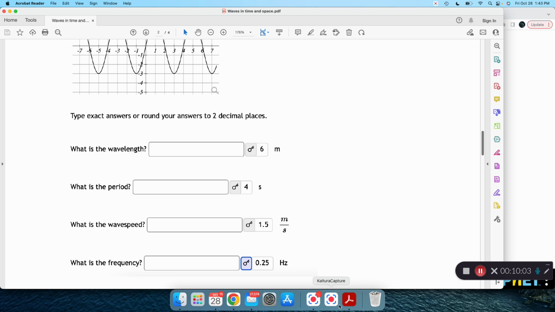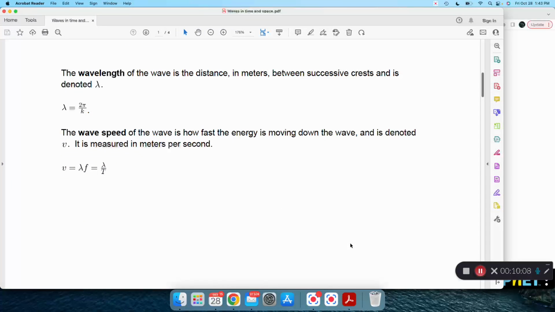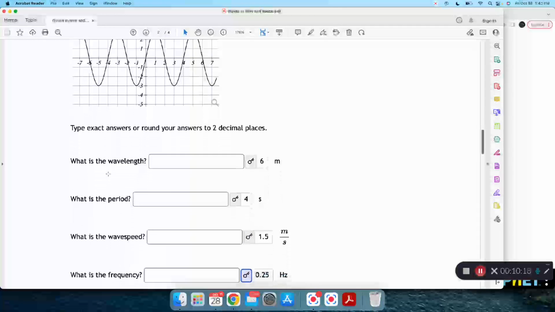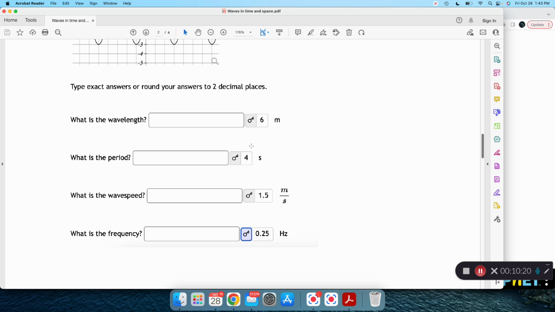Wave speed. How fast is energy traveling along this wave? Wave speed is lambda divided by T. Distance divided by time. Meters per second. So 6 divided by 4 would be 1.5 meters per second. That's how fast energy is traveling along the wave. And then frequency is just 1 over the period. 1 divided by 4 is 0.25 hertz.